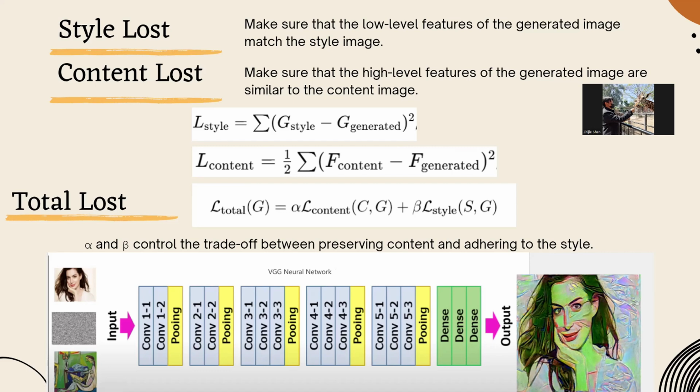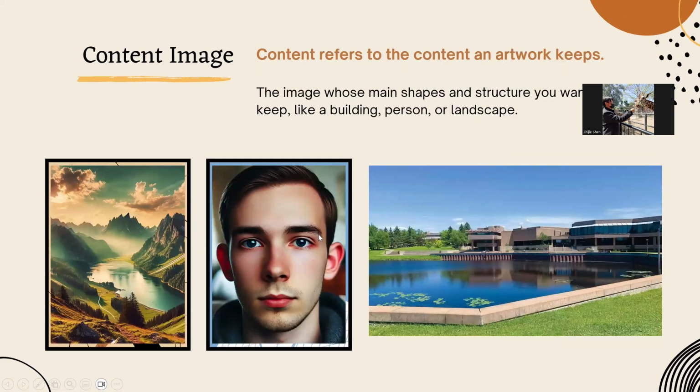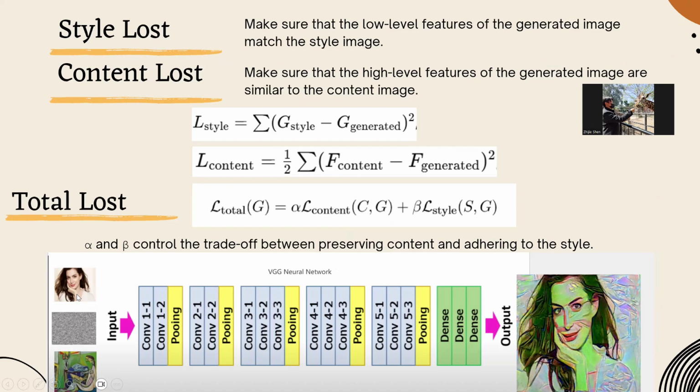For example, if the content image is a face, a portrait, we want the generated image to still resemble the same person in terms of shape and structure, even after applying the style. To draw a conclusion, high-level features are extracted from the deeper layers and represent the global structure of the image, and these are used for the content loss. Low-level features are extracted from the early layers and capture the local details, like the colors and texture. These are used for the style loss.